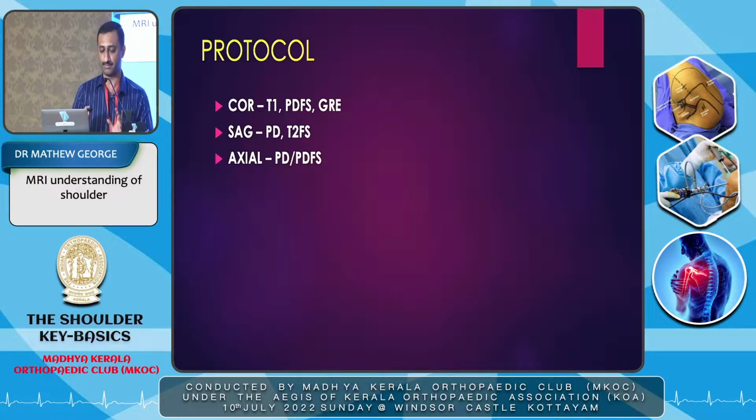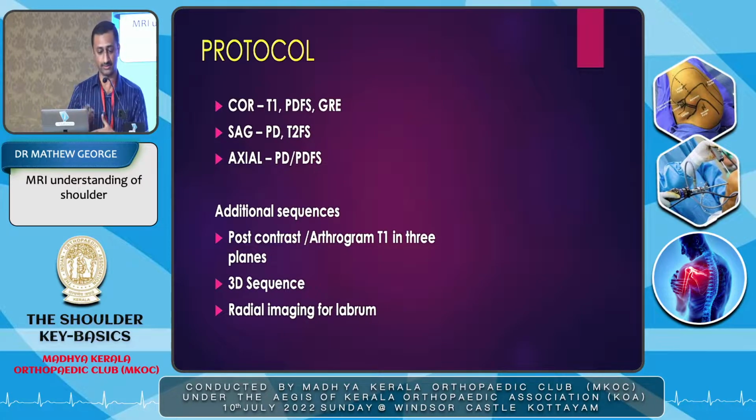The important thing here is that we do take different sequences. It's not just T1 and T2. There are newer sequences which are much better, and we take them in the coronal, oblique coronal, sagittal and axial images. Now some basics. You might all know about T1 and T2, but nowadays we use what is known as the proton density and proton density fat sat images and gradient images. These are much better resolution.